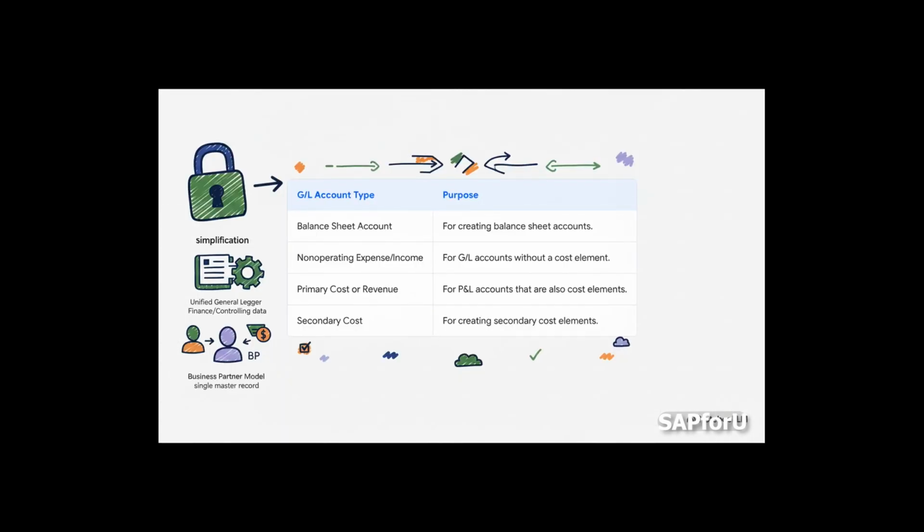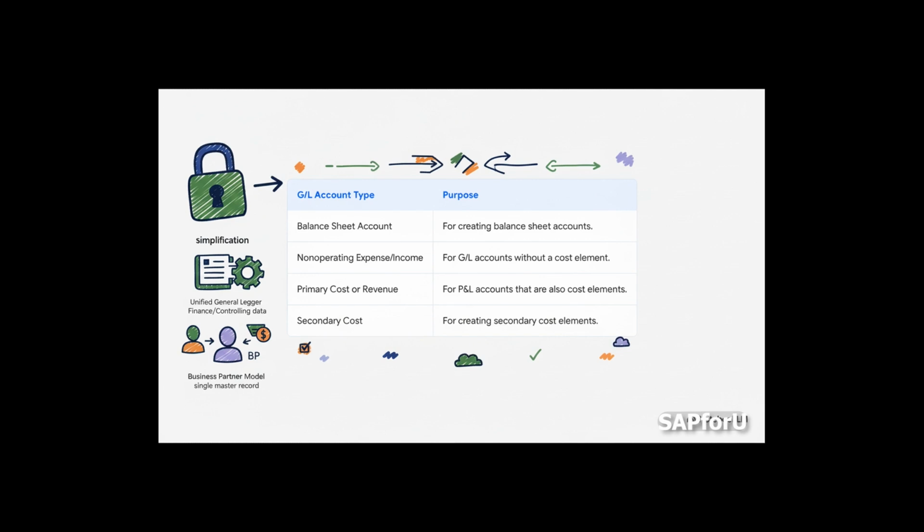And here's exactly how they do it. Inside the GL master, in FSN00, there's this new mandatory field called GL account type. This one little dropdown now controls everything. You just tell it if the account is a balance sheet account, a simple P&L account, a primary cost element like for your COGS, or even a secondary cost element for all those internal allocations. It's all managed right there.